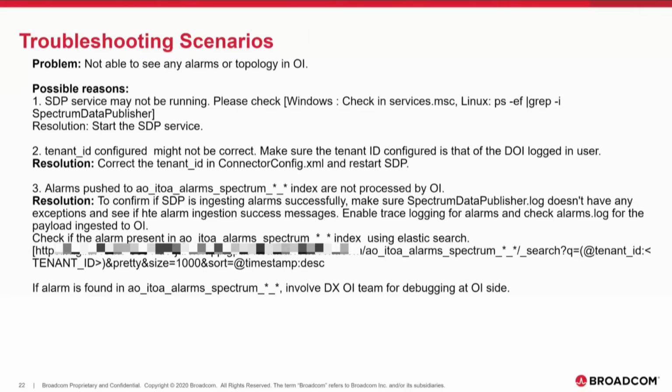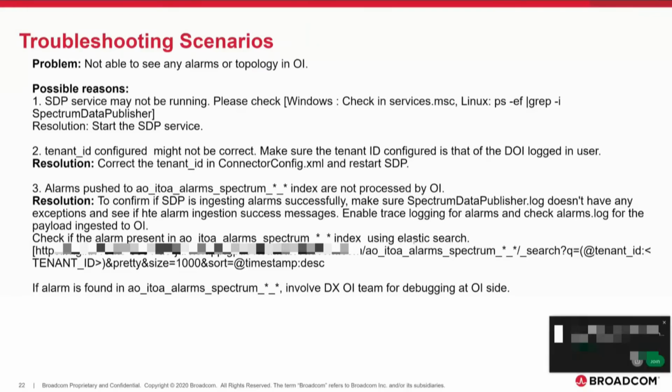If the payload is printed and alarms are ingested successfully, you can confirm in Elasticsearch by searching this particular index, alarms_spectrum. If the data is there in the Spectrum index, then it could be a problem in OI processing those alarms, so we can involve the DX OI team for further debugging. If there are any exceptions in SDP, we need to enable trace and see what the problem is.